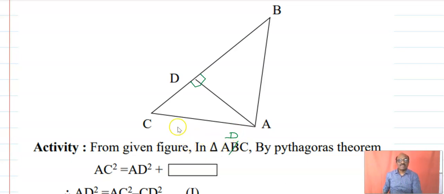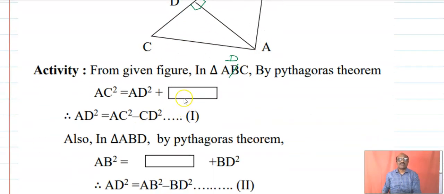Okay, ADC. Therefore, AC square in triangle ADC. This is a right angle triangle. AC is the hypotenuse. AC square is equals to AD square plus CD square. And here I will write CD square. And therefore AD square is equals to AC square minus CD square. And this is the first one.